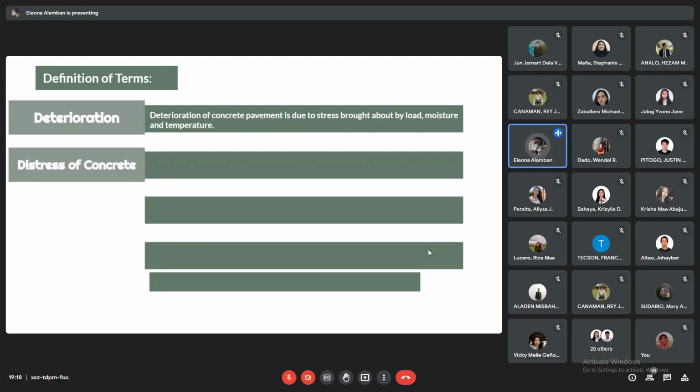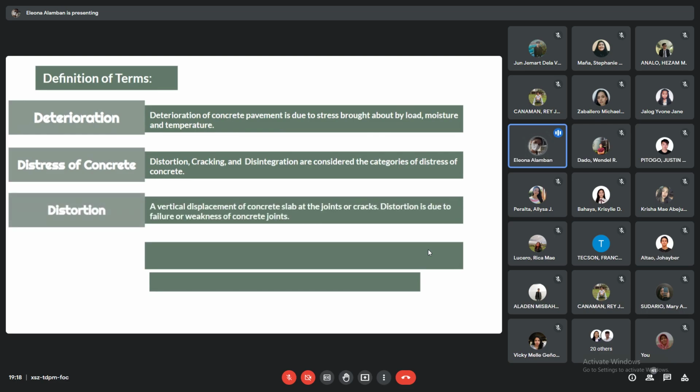Now, we have the distress of concretes. So, there are three categories of distress of concretes. We have distortion, cracking, and disintegration. Distortion. It is a vertical displacement of concrete slab at the joints or crack, and distortion is due to failure or weakness of concrete joints. And in short, distortion is a change in the pavement surface original position.